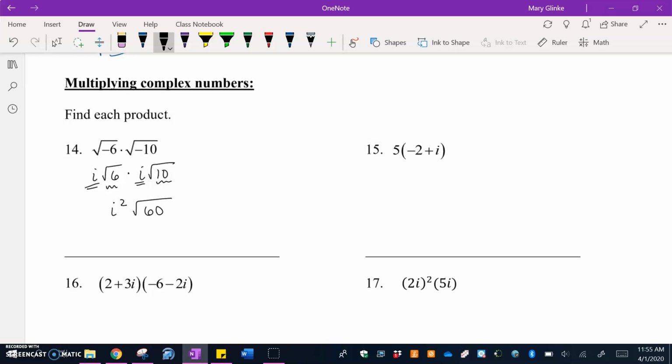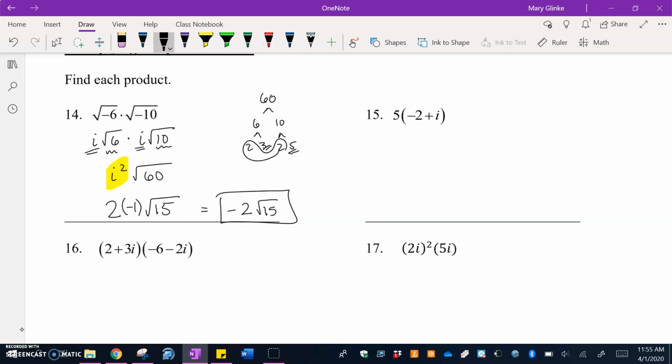At this point, the square root of 60, I'm going to take 60 and break it down. And we're looking for pairs now. Take out to further simplify. I'm going to bring a pair of 2's out. I have a 3 and a 5 left behind, so 15 is left on the inside. And the other thing I need to do is simplify i squared. i squared is negative 1. So all in all, the square root of negative 6 times the square root of negative 10 is going to simplify to negative 2 square roots of 15.